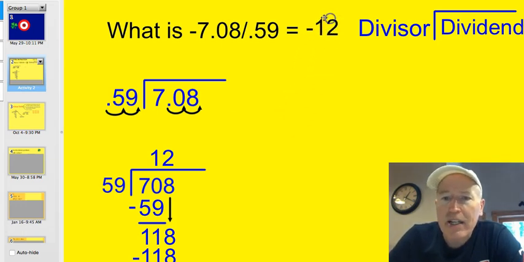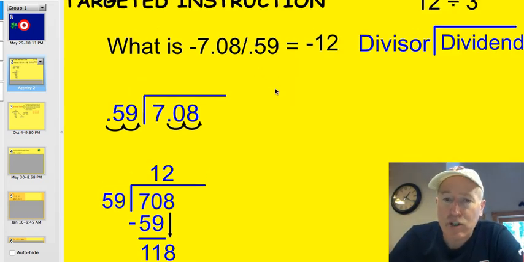So we had a negative 7.08 divided by 0.59. So this is a negative divided by a positive. We know that's going to yield a negative answer because we have different signs here. When they're different signs, a negative and a positive will be a negative answer.